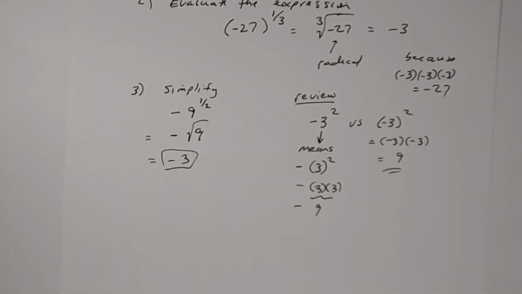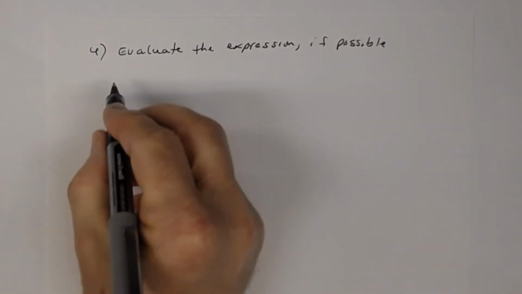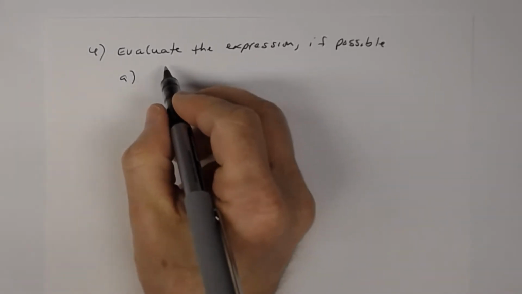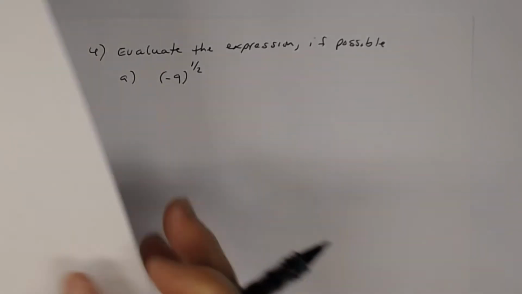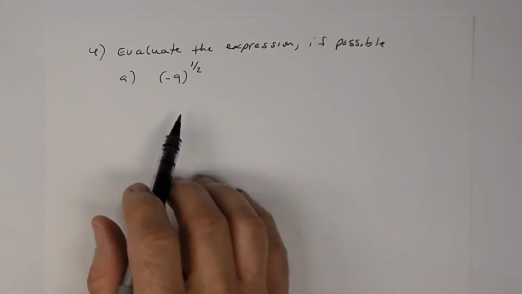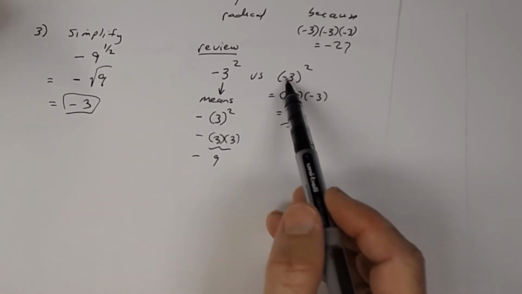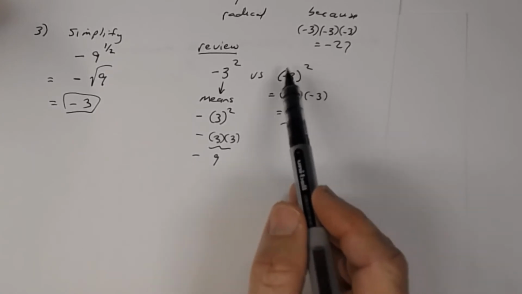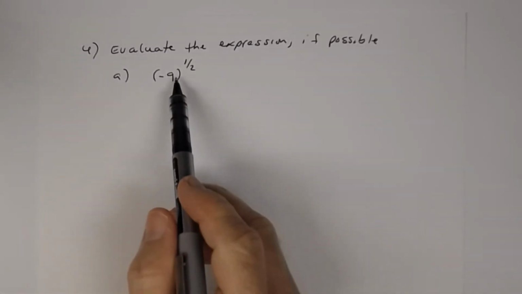Okay, now let's look at the next one. Okay, so in number 4, we want to evaluate the expression, and then it says if possible. So let's look at this one. I'm going to write this as letter A. So we have, let's say, negative 9 to the 1/2 power. Now remember a while ago, in number 3, we had negative 9 to 1/2 power, but you didn't see parentheses like you see here. Okay? So remember we talked about here. So when we had something like negative 3 to the 2nd power, that the base is negative 3 that's in parentheses. So negative 3 times negative 3 is a positive 9. Okay? So here, the base is negative 9.